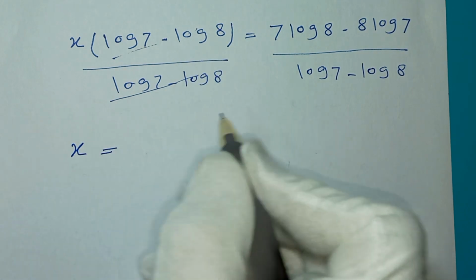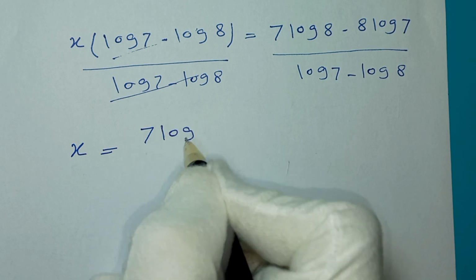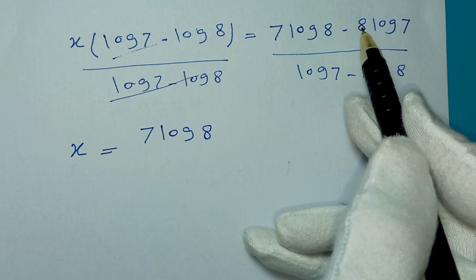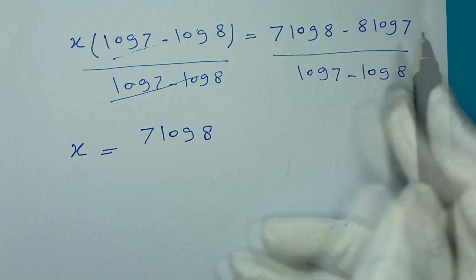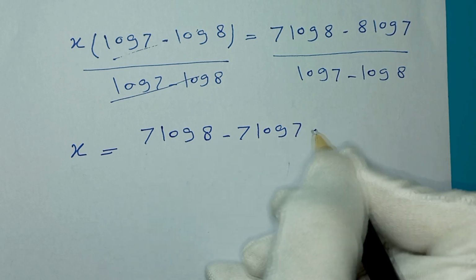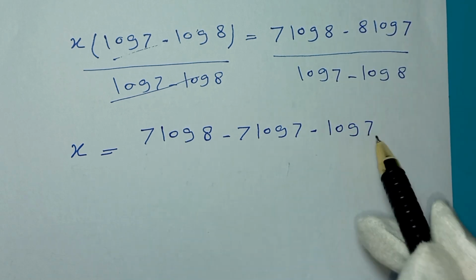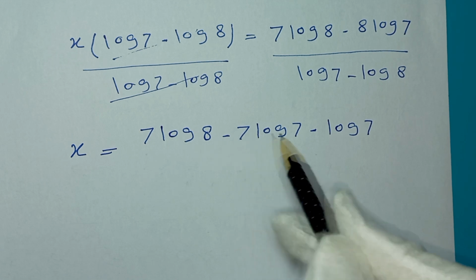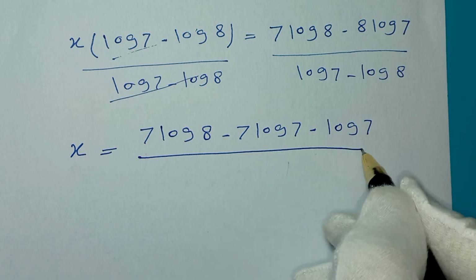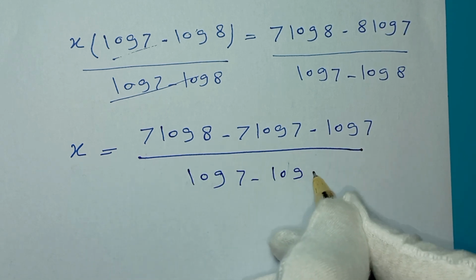x is equal to 7 log of 8, and here we can write minus 8 log of 7 as minus 7 log of 7 minus log of 7. Minus 7 log of 7 minus log of 7 is minus log of 7 over log of 7 minus log of 8.